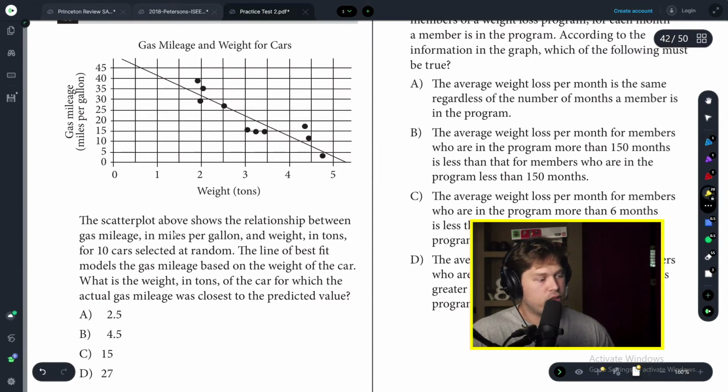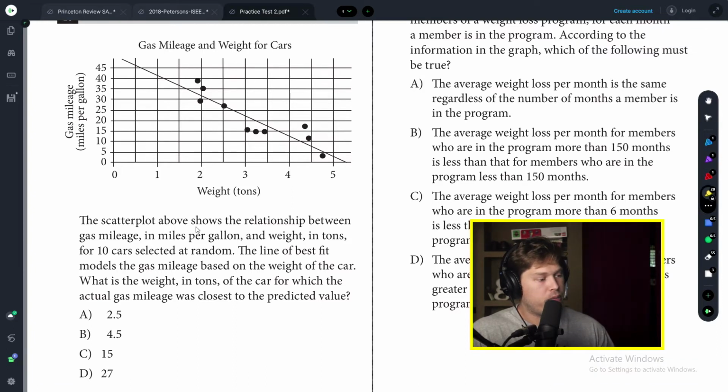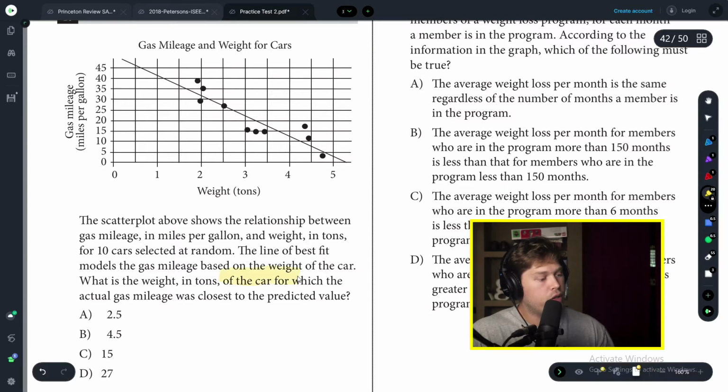And what is our question saying? It says the scatter plot above shows the relationship between gas mileage in miles per gallon and weight in tons for 10 cars. The line of best fit models the gas mileage based on the weight of the car. What is the weight in tons of the car for which the actual gas mileage was closest to the predicted value? Okay, what is the weight in tons?